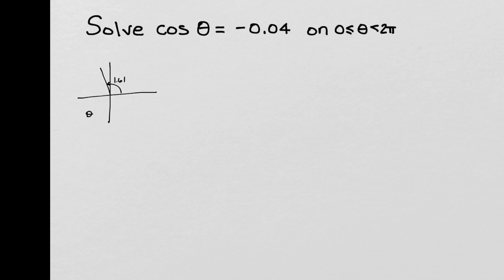Now I have to find the corresponding angle in quadrant 3. So the question is, how far is it to get to here? Well, what do I know? Let's see, this would be 1.61. And what I can do is take 2 pi minus that 1.61. That's one way of solving this. And I can just bang that into the graphing calculator and see what I get. And so what I get is 4.67.